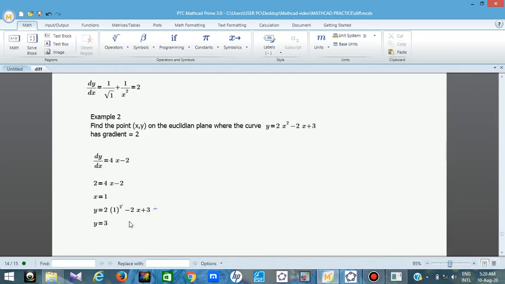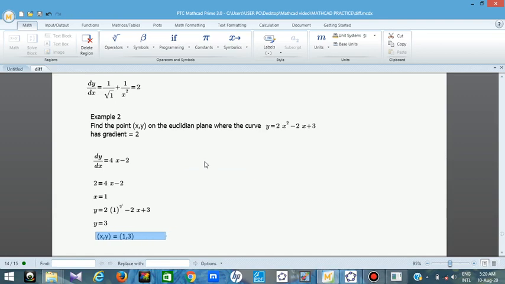Then the values for x and y that they ask you to find, you just say the point x comma y will be equal to, so you have gotten your answer now. x is 1, then y is 3. So this is the answer. There's no stress with this. So you take note of that.